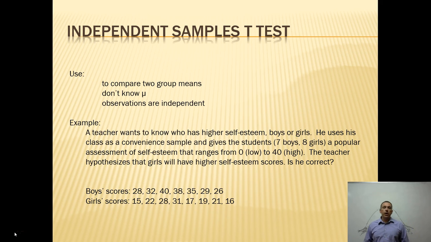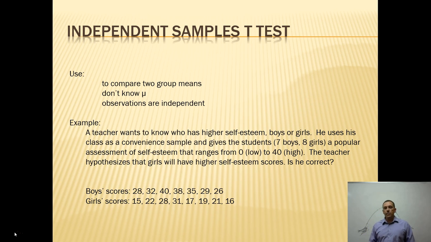Let's walk through this using this example. A teacher wants to know who has higher self-esteem, boys or girls. He takes a convenient sample from his class and gives the students, 7 boys and 8 girls, a self-esteem test that ranges from 0, which is low, to 40, which is a high score. The teacher hypothesizes that it's going to be girls who have a higher self-esteem. The question we want to know is, is he correct? Is his hypothesis accurate? Here are the data.